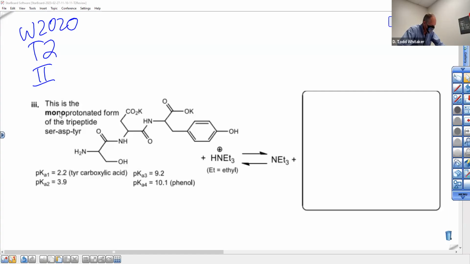All right, ladies and gentlemen, we have a request to do an acid-base problem with pKa's that I give you. The monoprotonated form of the tripeptide Ser-Asp-Tyr. Usually I tell you what's what, and I don't know why I didn't on this one. Here's Ser, here's Asp, and here's Tyr. I think most exams have something like that on it, right? I don't know why I didn't on this one.